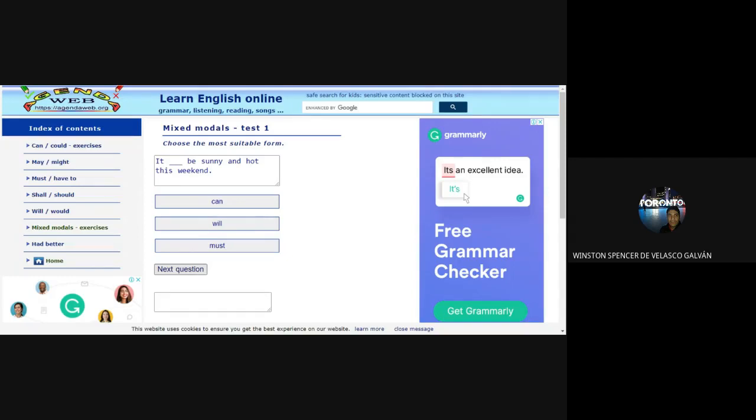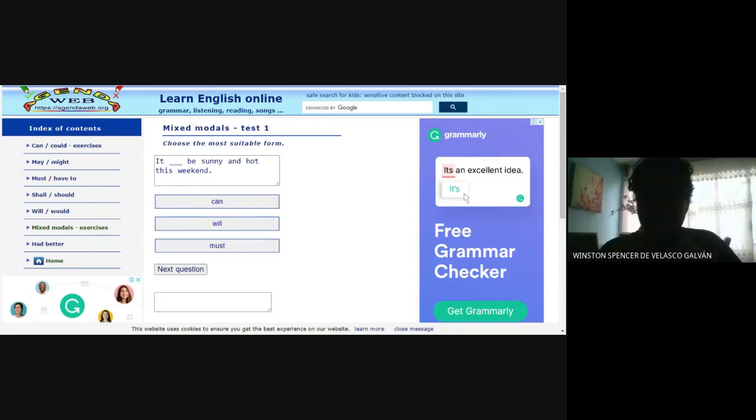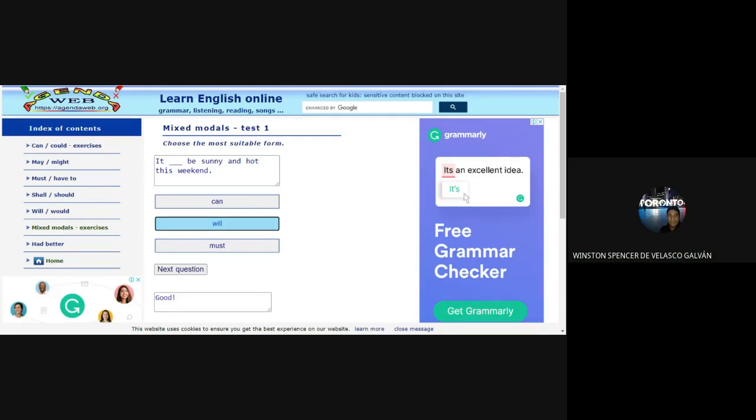Next one. It, blank, be sunny and hot this weekend. What is the best answer? Tell me, guys. Will. It will? Yes, it's good. It will be sunny and hot this weekend. Yes, because it can is not proper, and it must is not very common to say that. Next question.